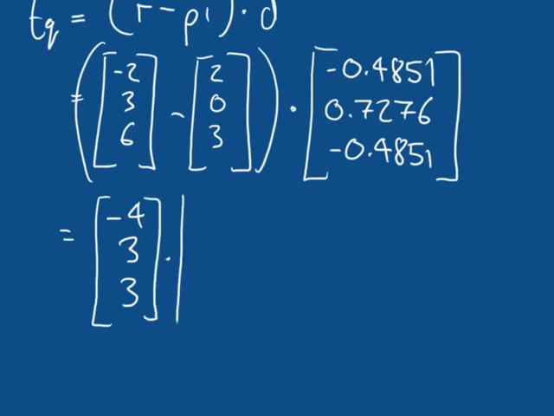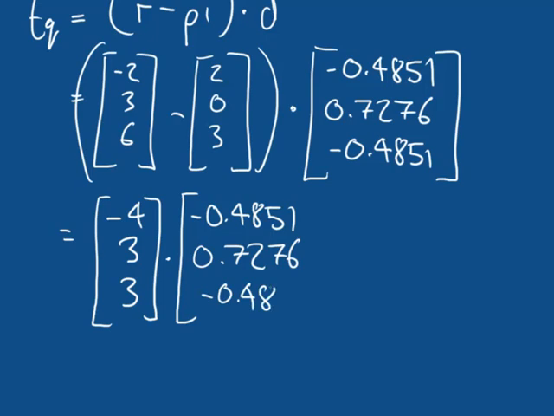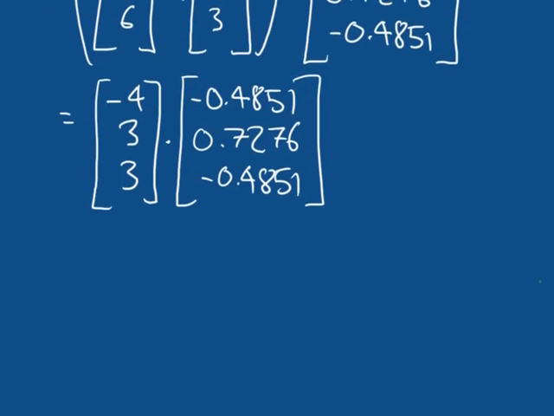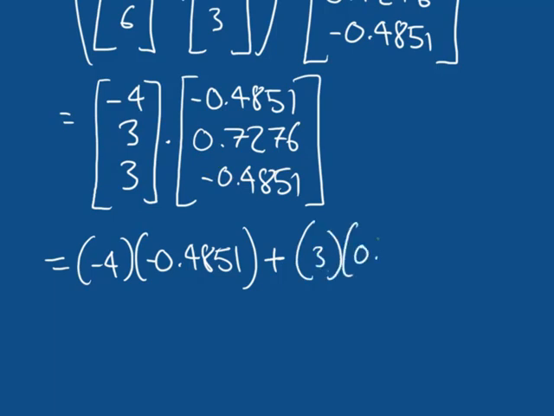Dotted with our vector minus 0.4851, 0.7276, and minus 0.4851. Fantastic. So this is going to get a little bit messy, and I will use a calculator to solve it, but we know it's going to be equal to minus 4 times minus 0.4851, plus 3 times 0.7276, plus 3 times minus 0.4851.